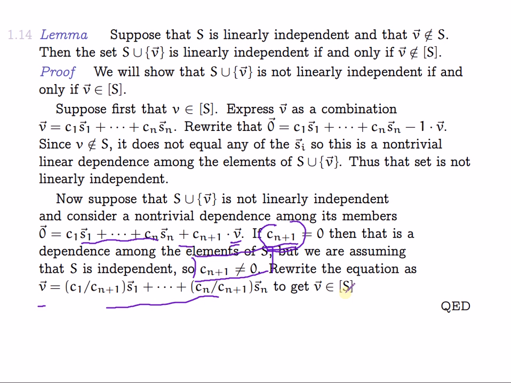So there are some things that you probably need to look over again. Instead of proving the implications directly, we proved the contrapositives, and we proved the contrapositives just by directly using the definitions.